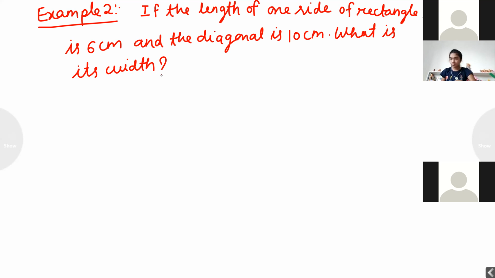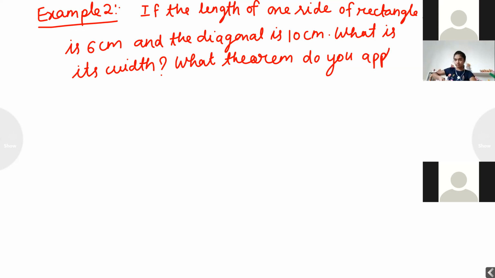What theorem do you apply to find it? Very interesting question.